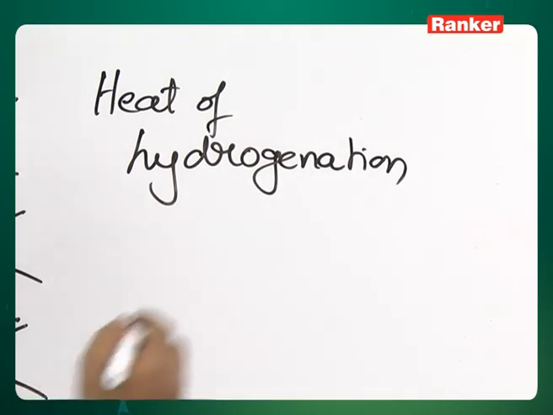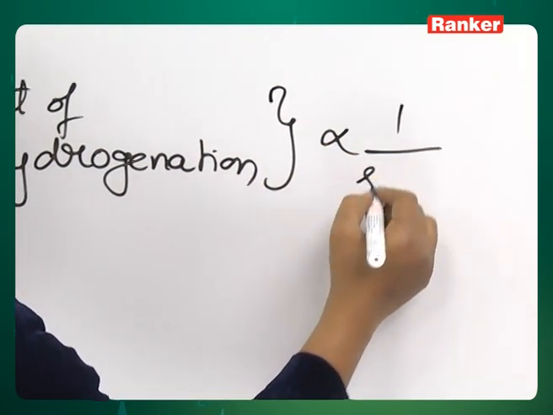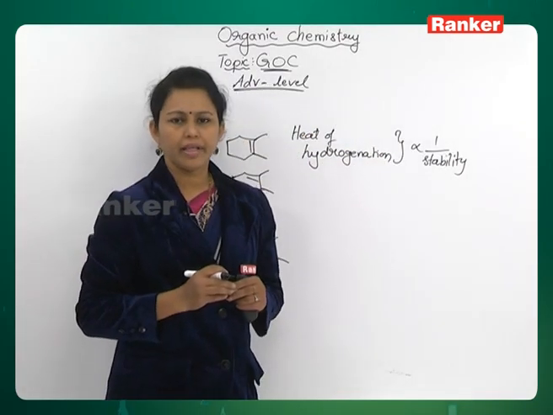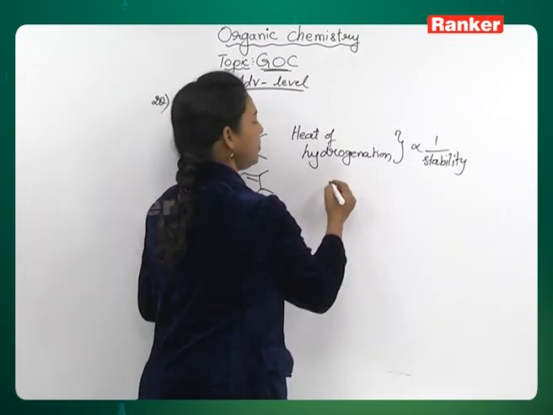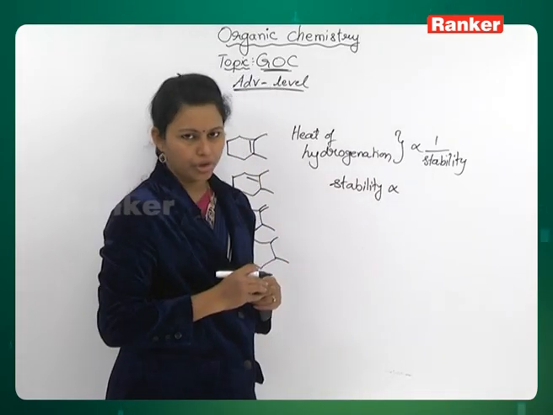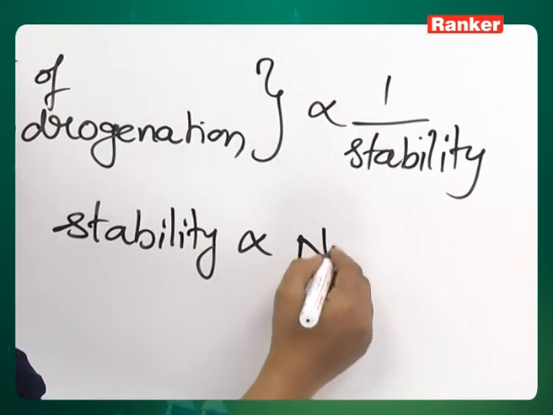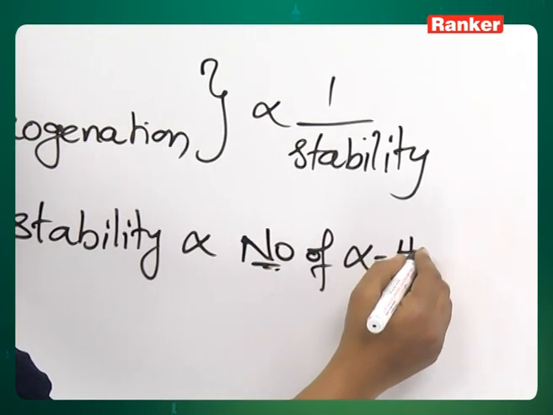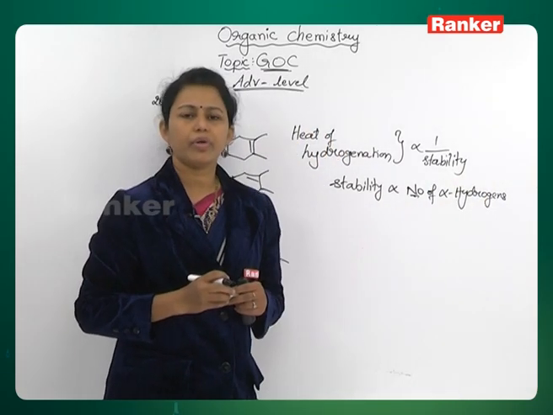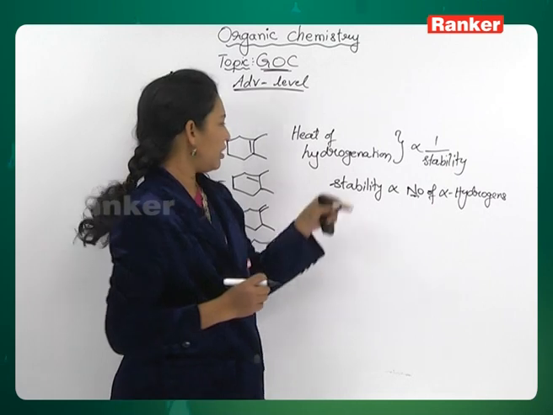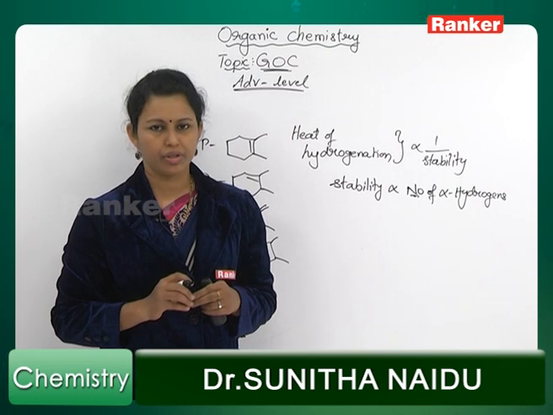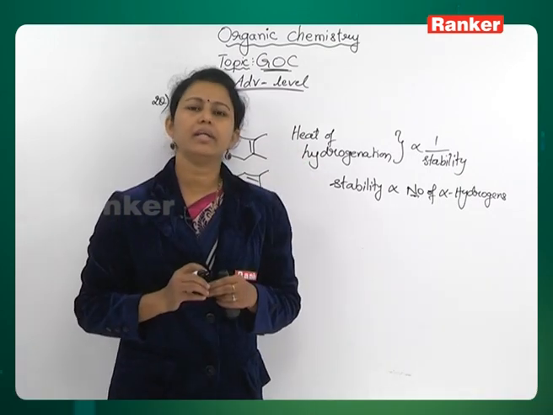So the heat of hydrogenation of the alkenes is inversely proportional to stability, and the stability of these alkenes we will decide by taking into consideration the phenomenon of hyperconjugation, which depends upon the number of alpha hydrogens. So the more the number of alpha hydrogens, the more is the stability. The more the stability, the less will be the heat of hydrogenation. So it is asked here in increasing order of heat of hydrogenation. More heat of hydrogenation means it will be the least stable one.